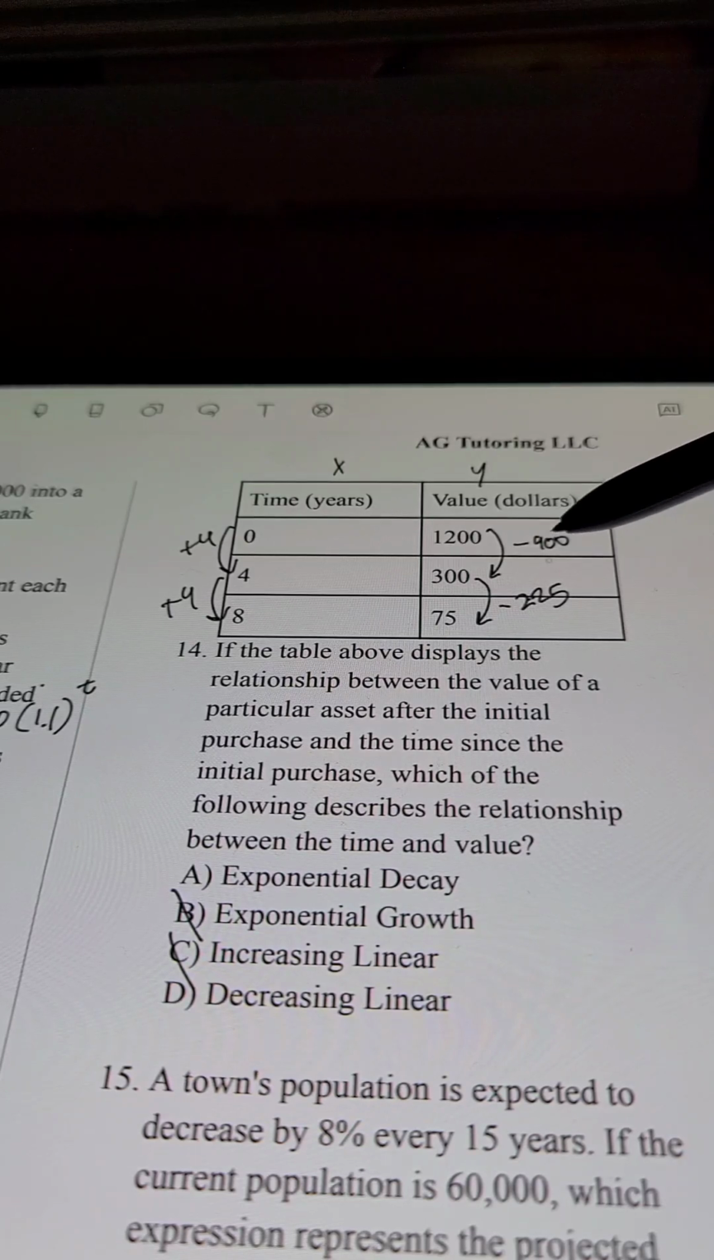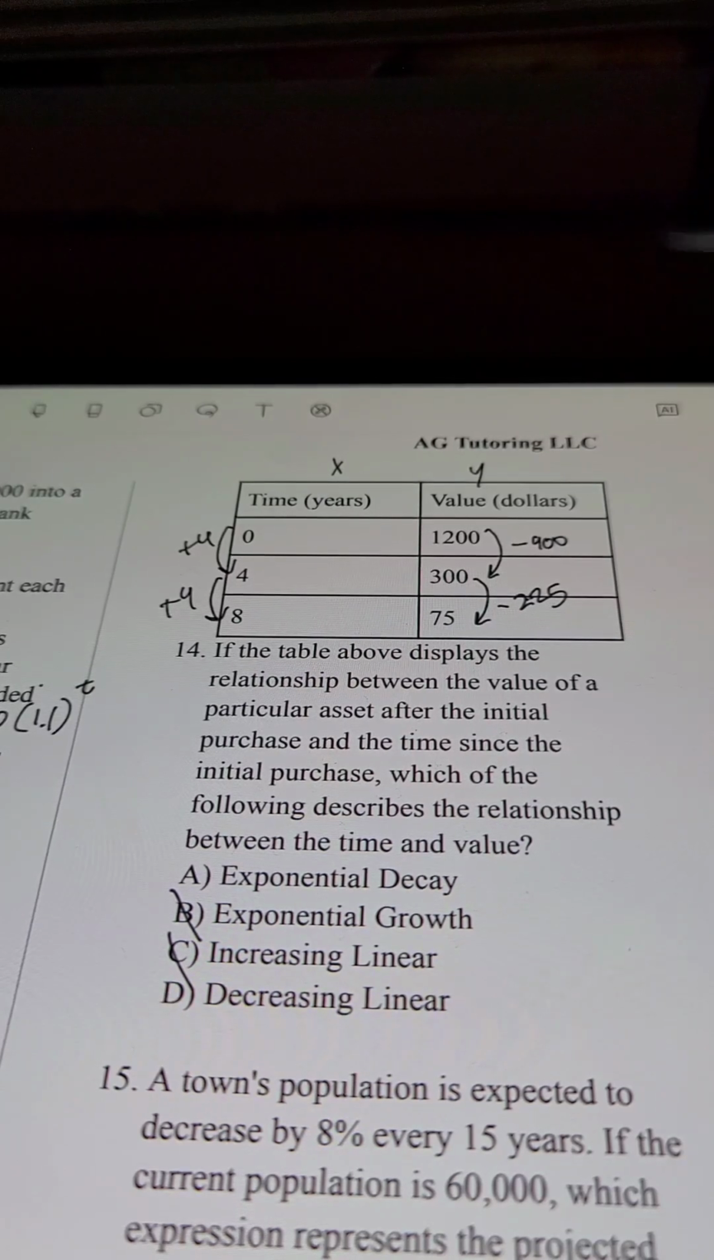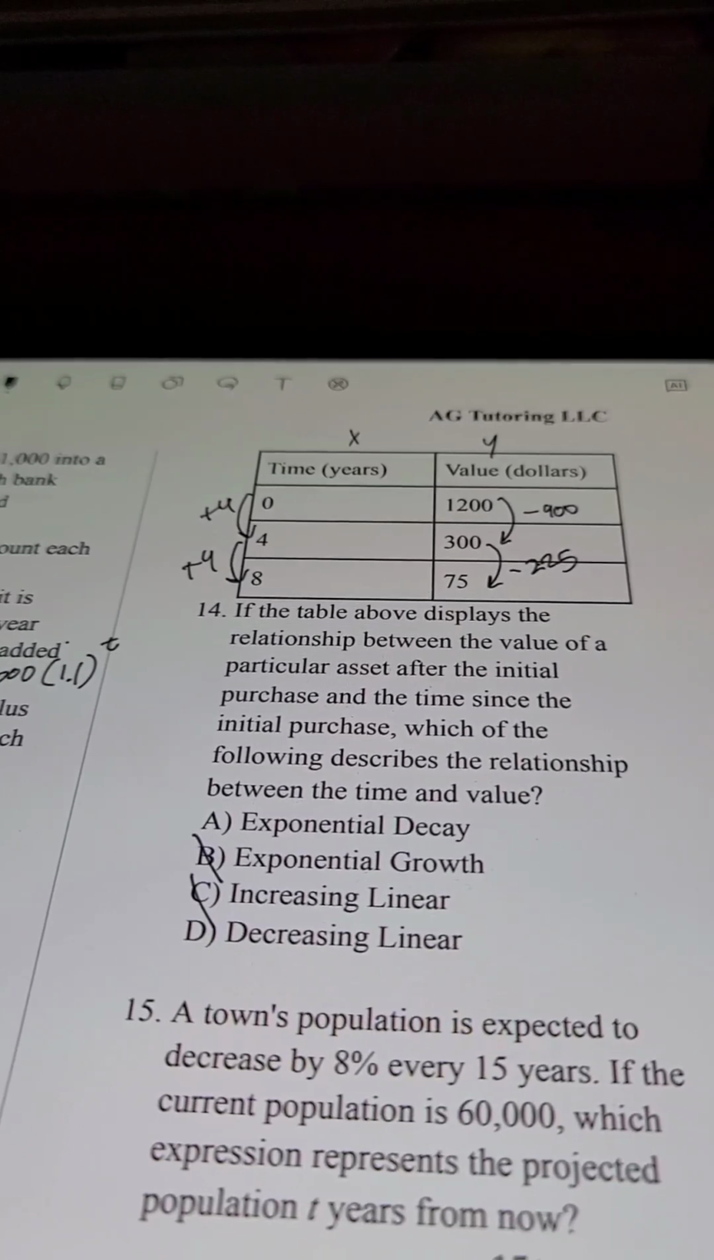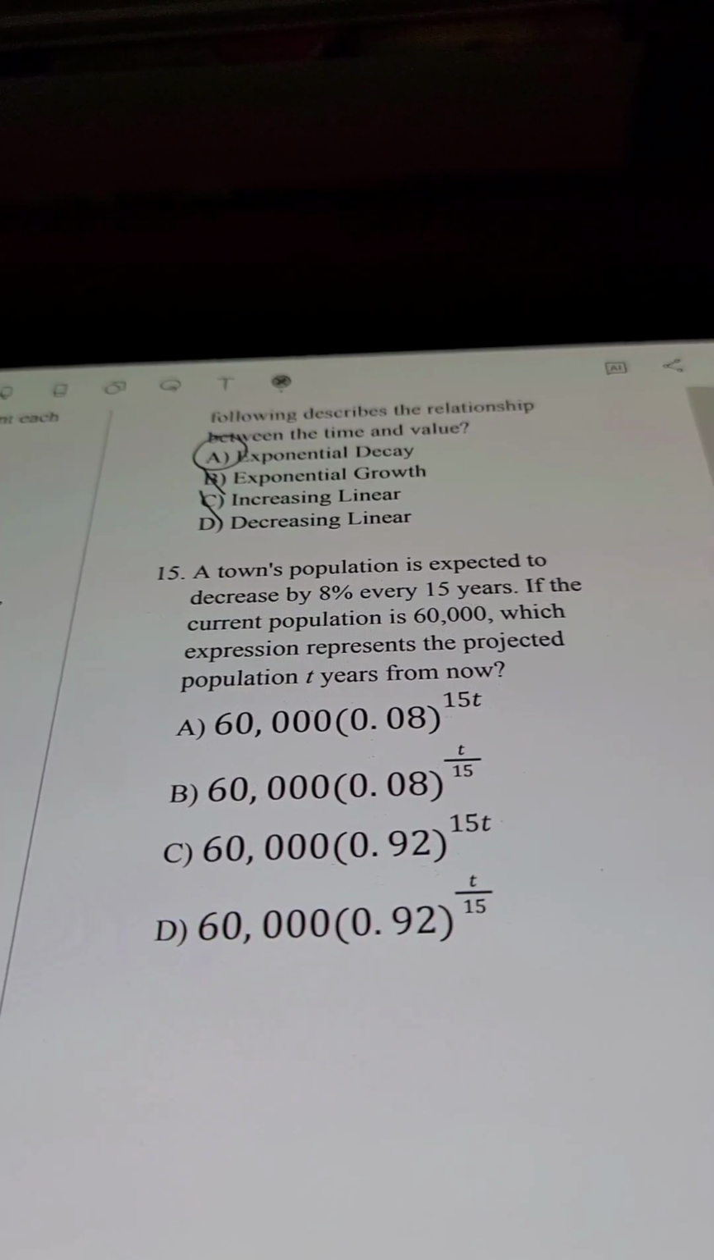Because here it would be negative 900 over 4 for the slope. And over here it would be negative 225 over 4 for the slope. There's no way for those to be equal, so it definitely can't be linear. So it has to be exponential decay. Okay, pause for number 15.